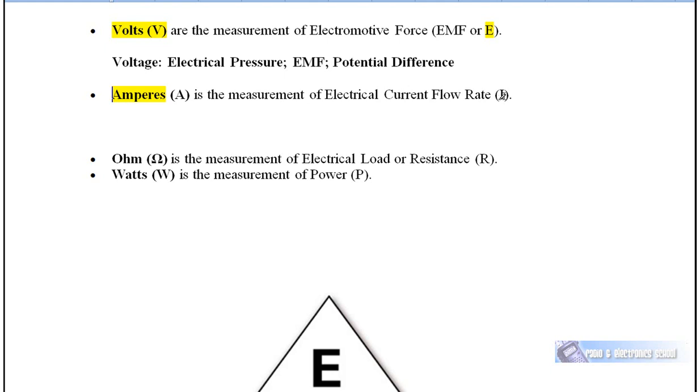The letter we use is I, and an ampere is 6.25 times 10 to the power 18 electrons per second past a given point. I'll write that down for you. 6.25, you don't need to know this for assessment, times 10 to the power 18 electrons. Now I'll just superscript that.